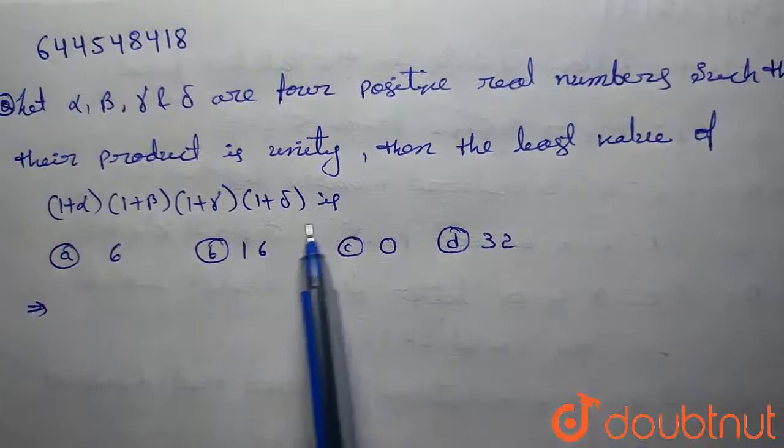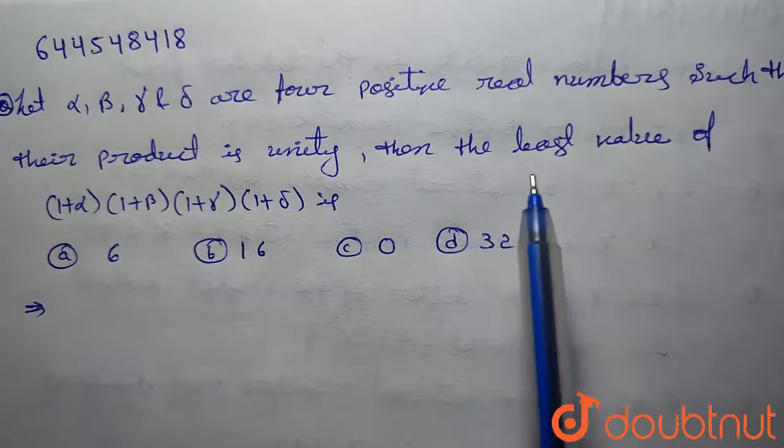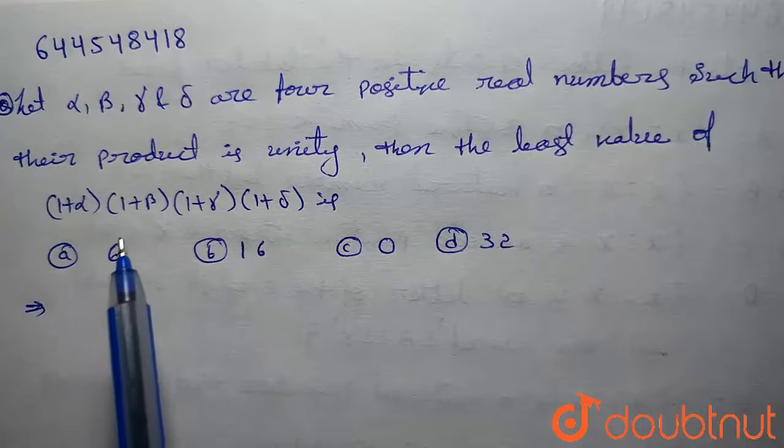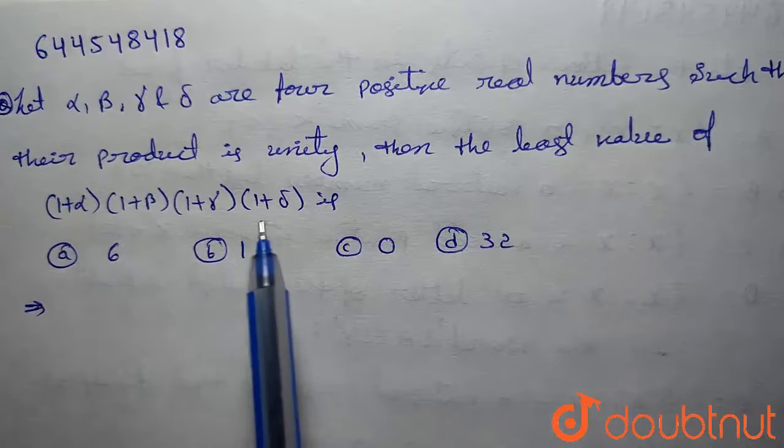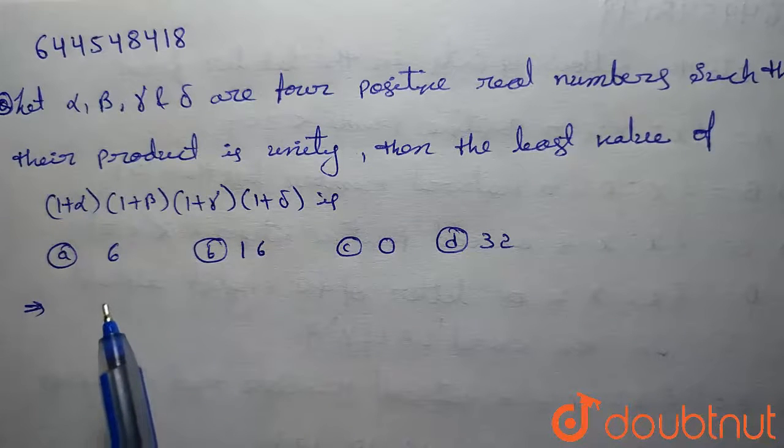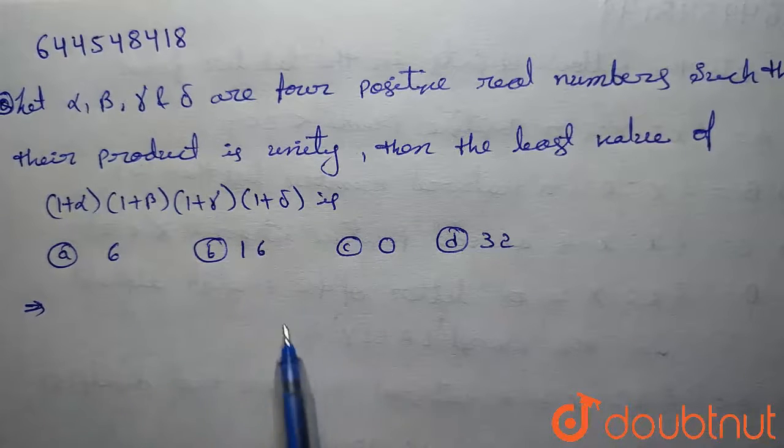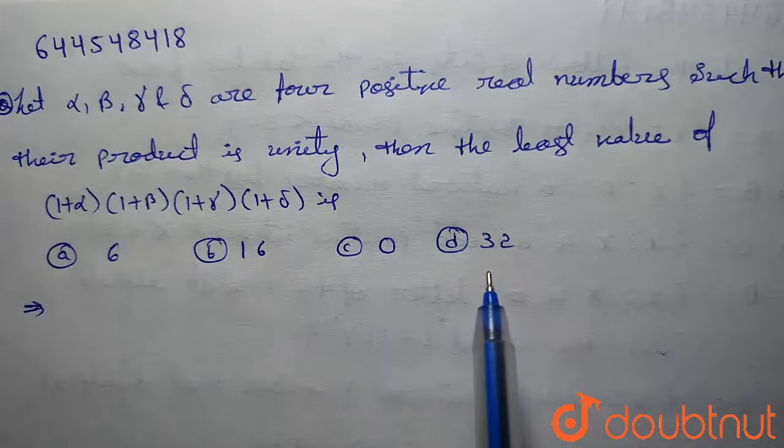Given question is that alpha, beta, gamma, and delta are four positive real numbers such that their product is unity, then the least value of (1 plus alpha)(1 plus beta)(1 plus gamma)(1 plus delta) is: option A, 6; option B, 16; option C, 0; option D, 32.